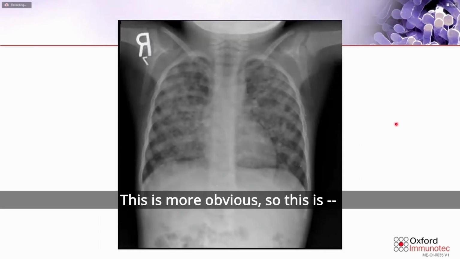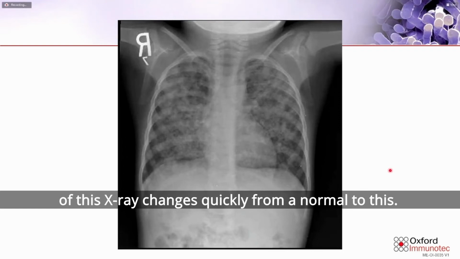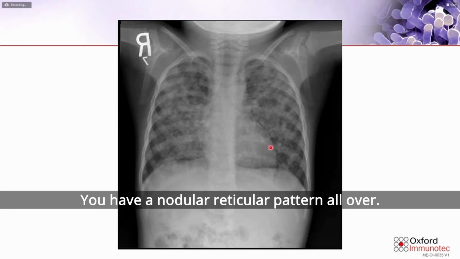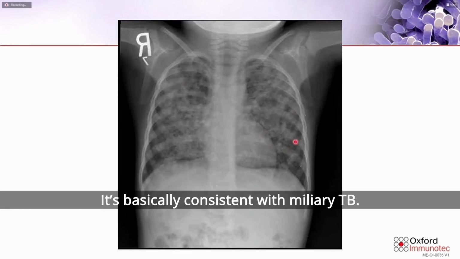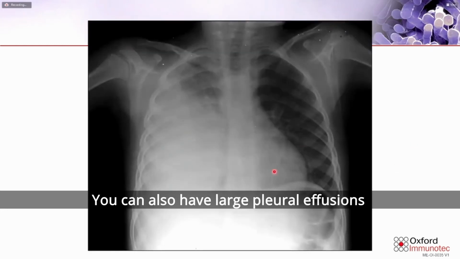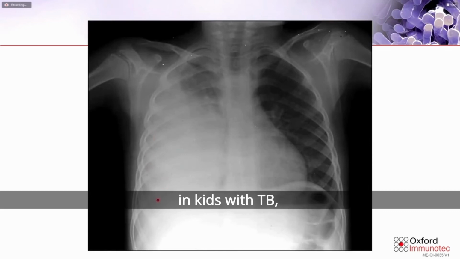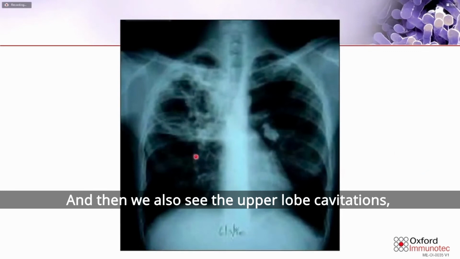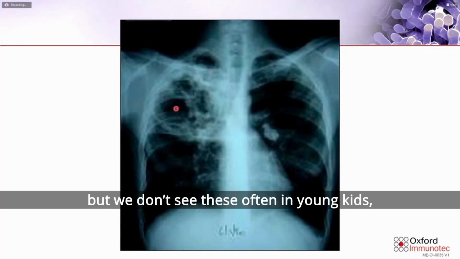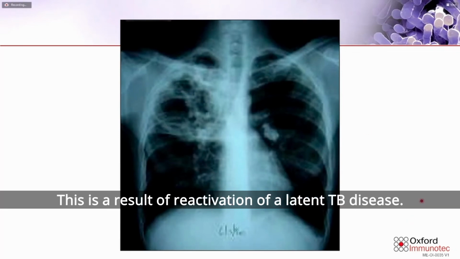This is more obvious, especially if the appearance of this X-ray changes quickly from a normal to this. You have a nodular reticular pattern all over. It's basically consistent with miliary TB. You can also have large pleural effusions in kids with TB that we've seen also. And then we also see the upper lobe cavitations, but we don't see these often in young kids, but we see it in adolescents. This is a result of reactivation of a latent TB disease.